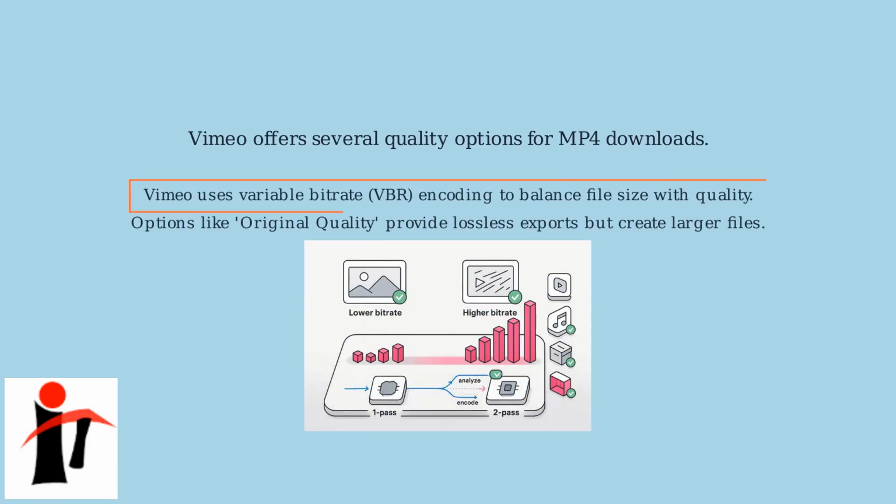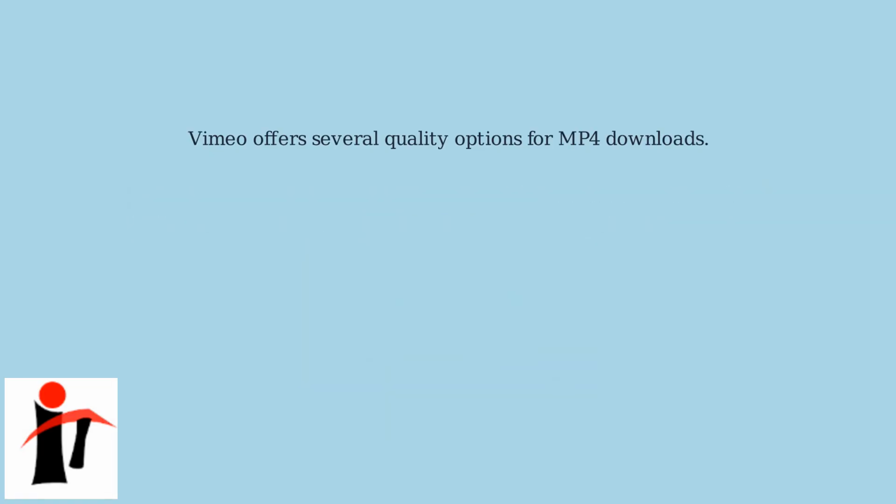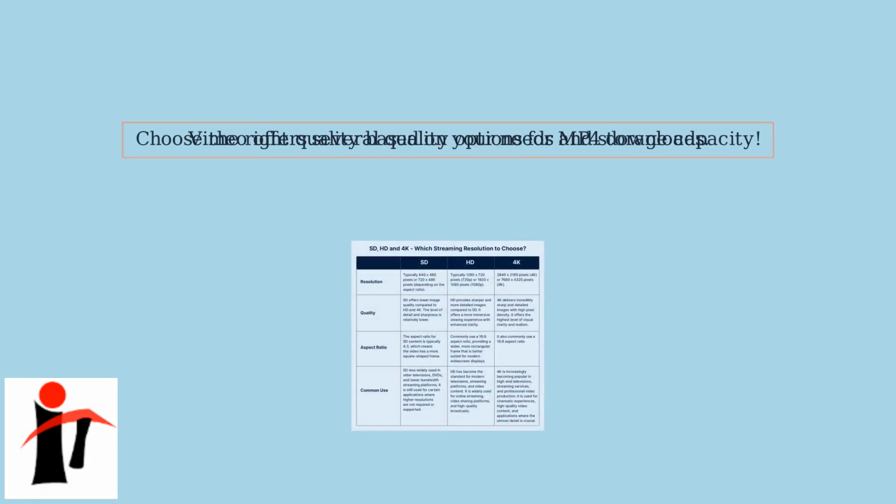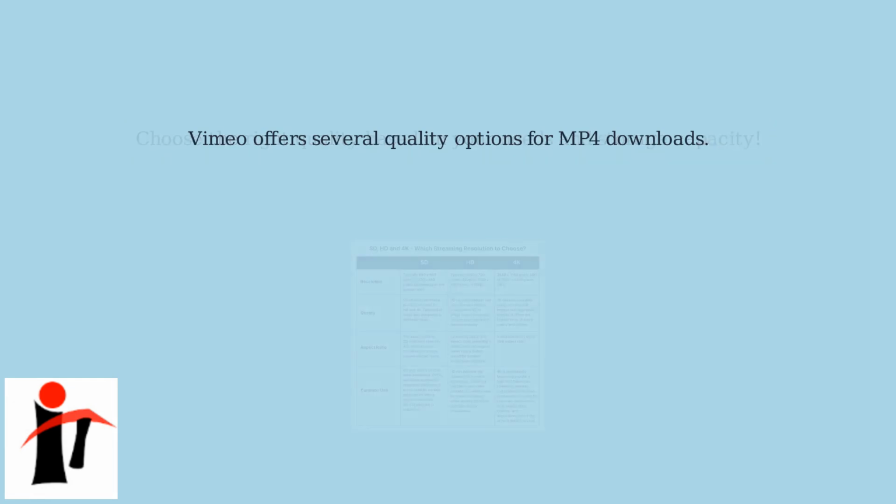Vimeo employs variable bitrate, or VBR, encoding to optimize file sizes while maintaining playback quality. You might also see options for original quality, which preserves all details but results in much larger files. Choose the right quality option based on your specific needs and available storage capacity. Consider your intended use and device capabilities to make the best selection.